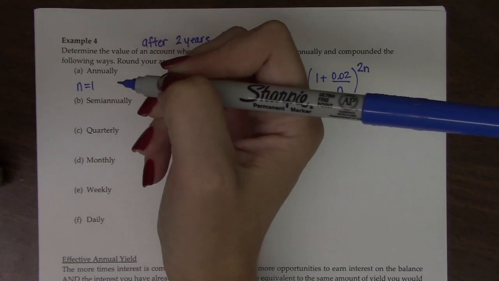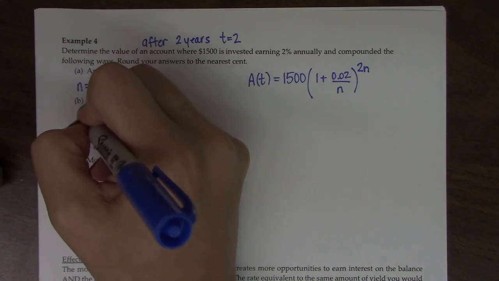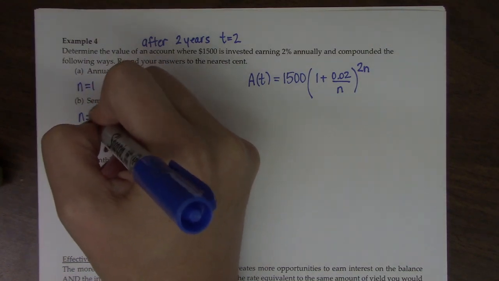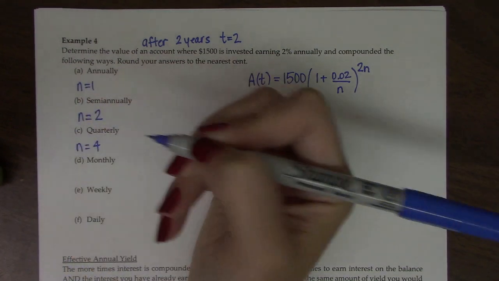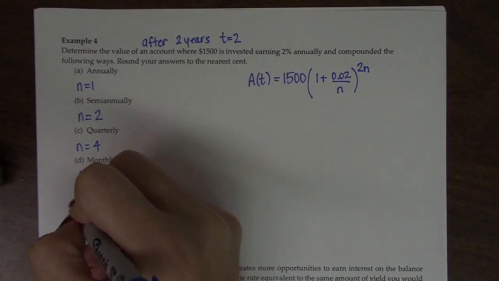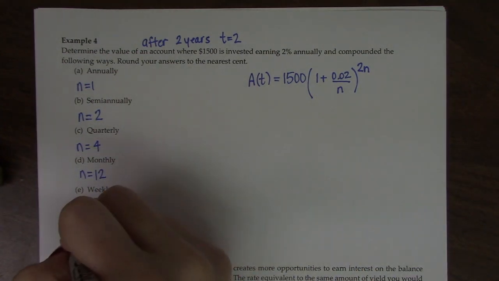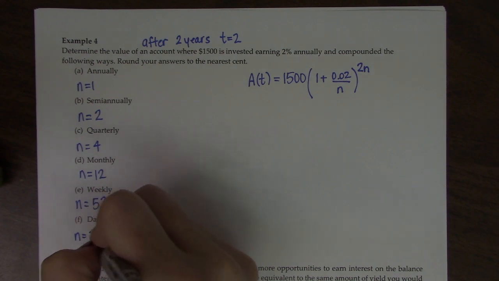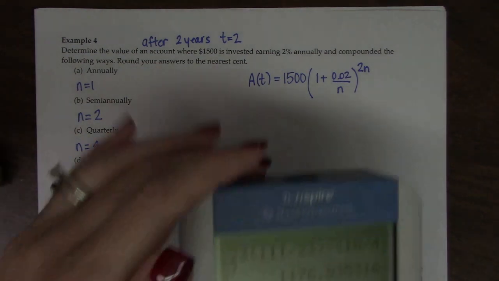then n is 1. If we do it semi-annually, that means twice a year. Semi means half, so we do it every 6 months, so that's twice a year. Quarterly, 4 times a year. Monthly, 12 times a year. Weekly is 52 times a year, and daily, we just assume we're not in a leap year, so we would do it 365 times. There's a way to very quickly answer all of these in the calculator.